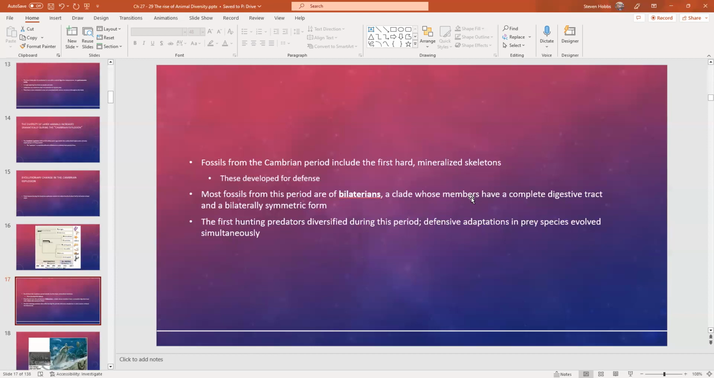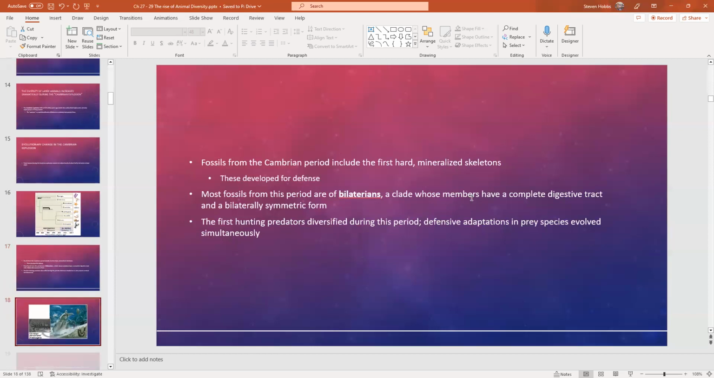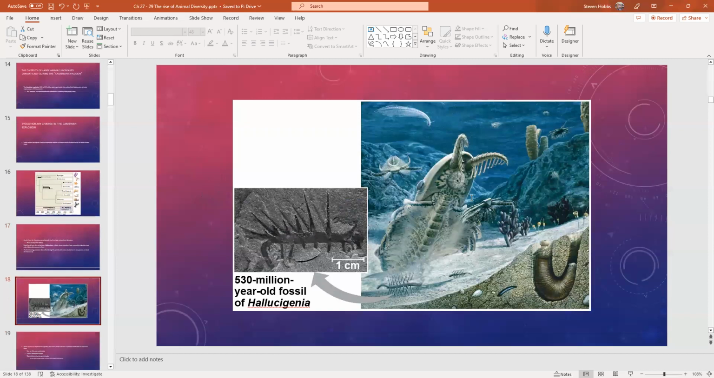So the very first hunting predators start diverging in this period of time. Same thing with the eyes. We start seeing the eyes start to develop so that we have this predator-prey relationship. And they look a bit like this.